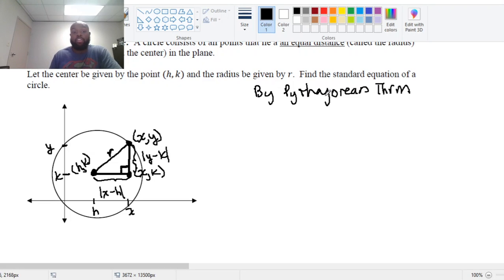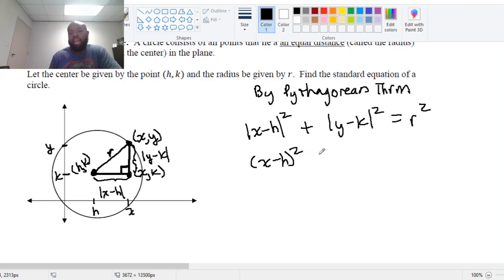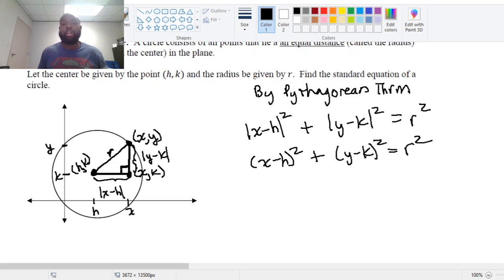And so by the Pythagorean theorem, I know that if I square my hypotenuse, that should equal the sum of the squares of my legs. So I get the absolute value of x minus h squared plus the absolute value of y minus k quantity squared, and that's going to equal the hypotenuse squared, which is r squared. Again, I don't need the absolute values because I'm squaring these terms. And so here we get the equation of our circle is (x minus h) quantity squared plus (y minus k) quantity squared equals r squared.